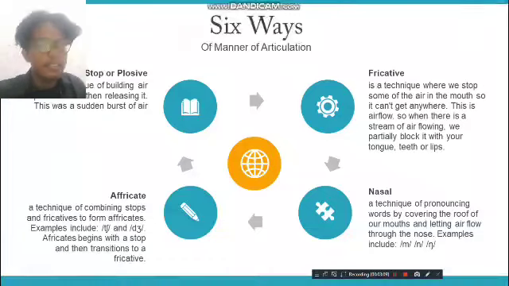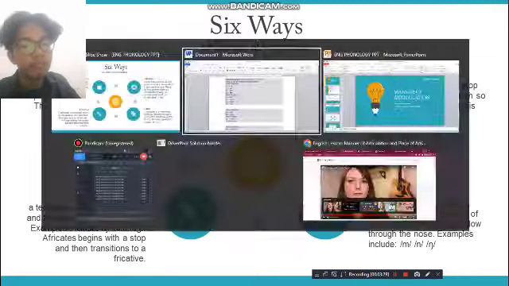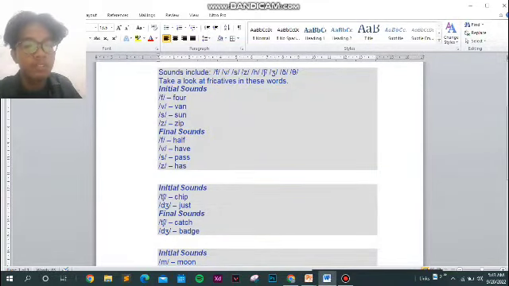And next is affricative. Affricative is a technique of combining stops and fricatives to form affricates. For example, it could be t-sh and d-zh. Affricates begin with a stop and then transition to a fricative. For example, chip, just, and for the final sound, catch, batch.